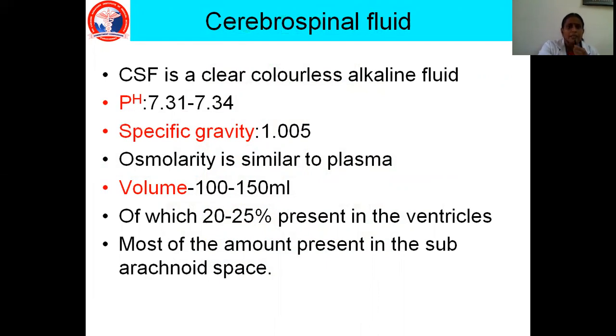Cerebrospinal fluid is a clear, colorless alkaline fluid, having a pH of 7.31 to 7.34 and a specific gravity of 1.005. It contains ions, and the osmolarity is similar to that of the plasma. The volume of the CSF is 100 to 150 ml, out of which 20 to 25% is present in the ventricles, and most of the cerebrospinal fluid is present in the subarachnoid space.